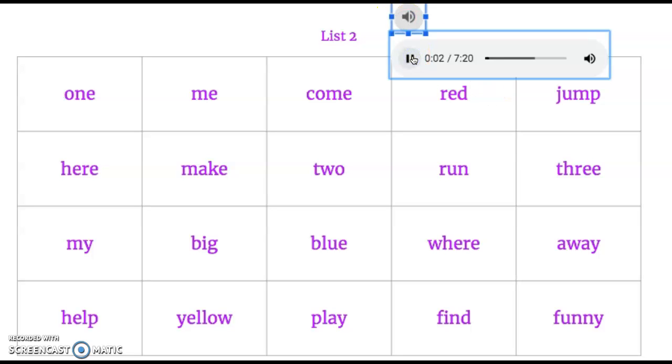Hi friends, we're going to work on list 2 now from our high frequency words. We're going to say the word 3 times and we're going to sound it out and talk about the word.